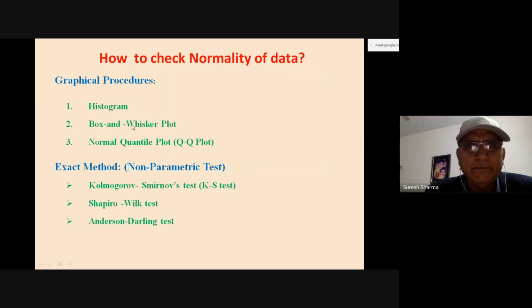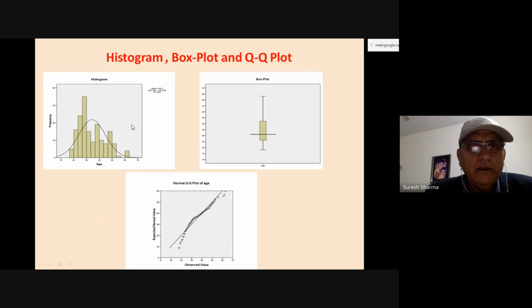So these are some important graphical procedures. Now, sometimes it may happen that there is a bar in the center, right? And there are 4 bars on the left hand side and 5 bars on the right hand side. Very, very close contest. And then you are in a fix. Should I take this as normal, or not?